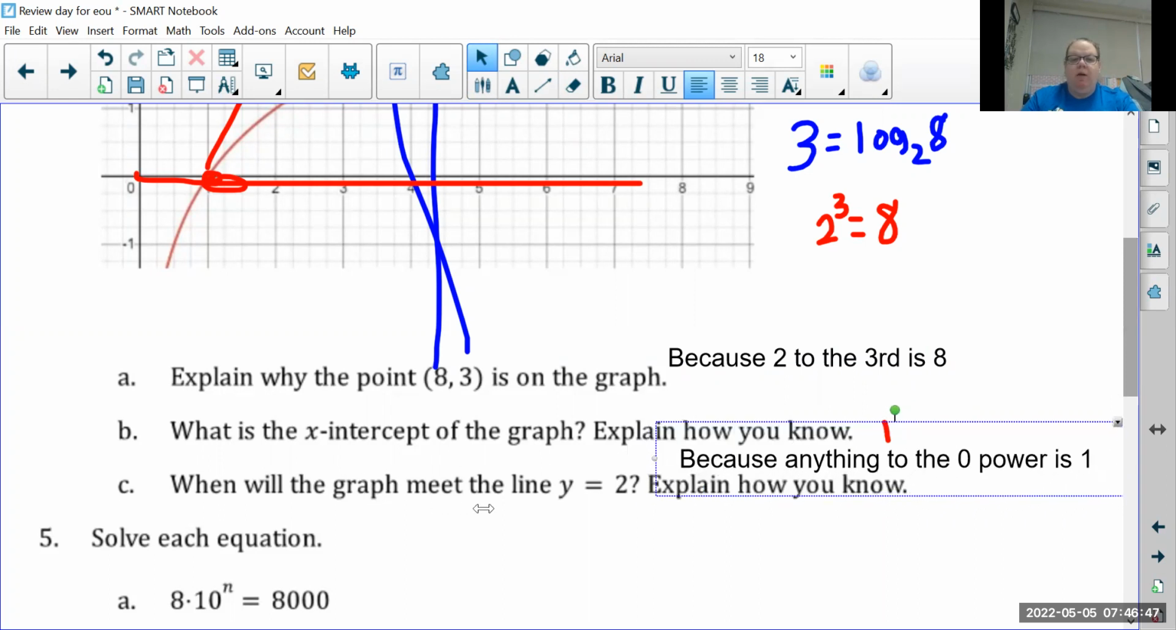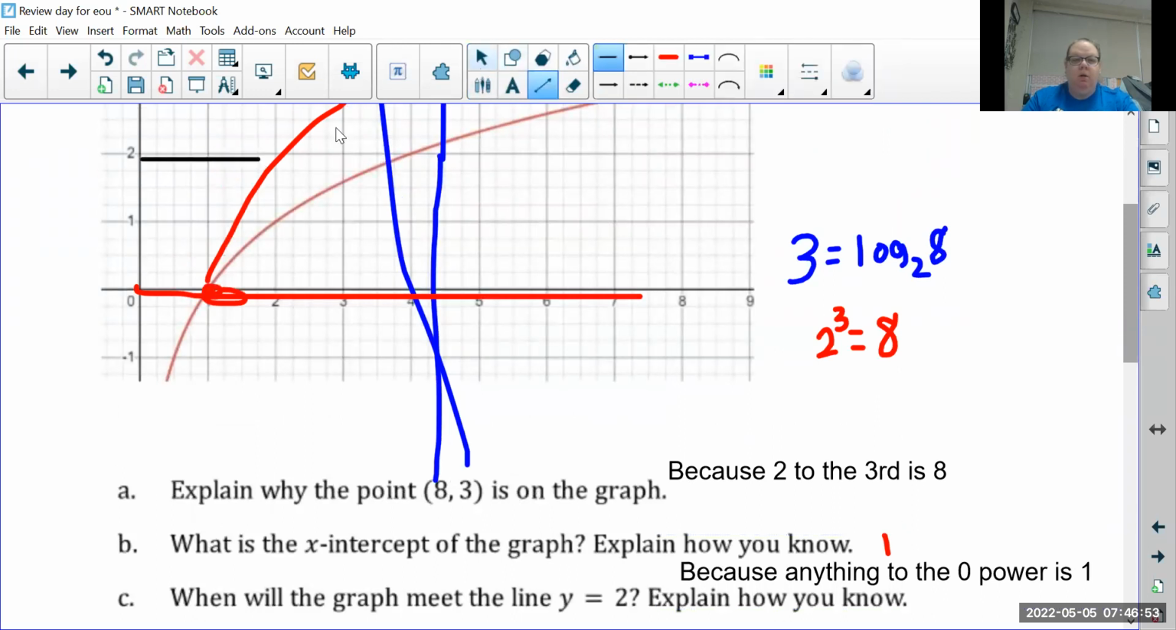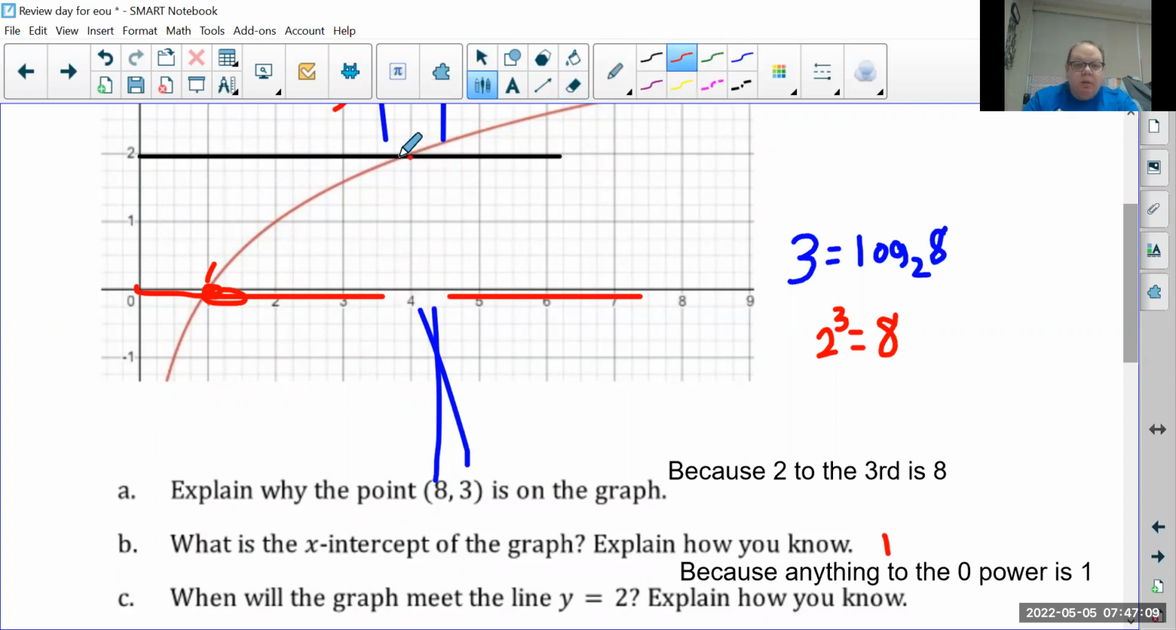All right, and then when will the graph meet the line y equals 2? So we look up here. Here's y equals 2. Draw it out to where it crosses. Get rid of all these extra lines so we can actually see. And look, it's right here.